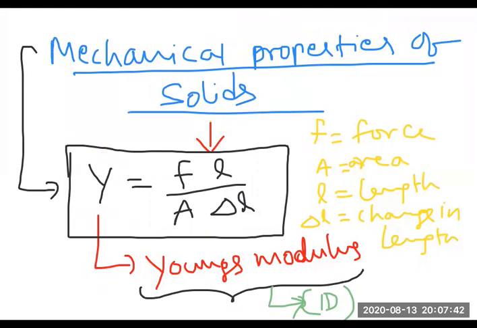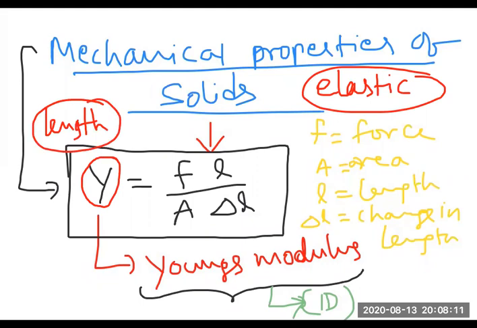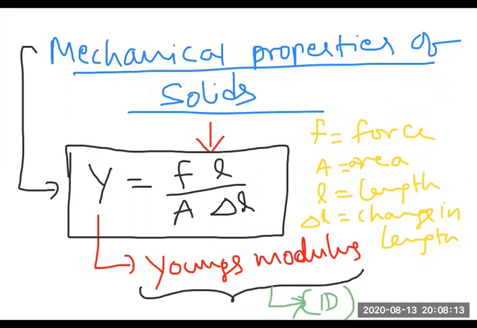Actually, in mechanical properties of solids, to explain the elastic nature, what we have taken the source means modulus of elasticity. There are three types of modulus of elasticity. In that, one among them is Young's modulus. When there is an effect in length and we have to explain elastic nature, we use Young's modulus. So why is it called Young's modulus? It explains to us the elastic nature.